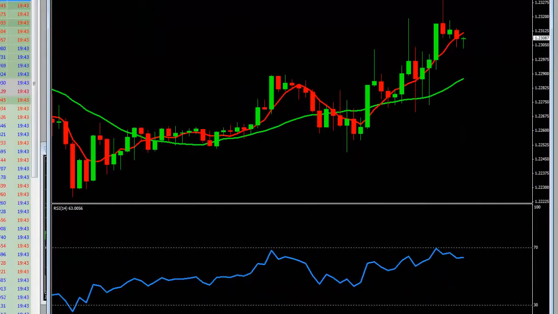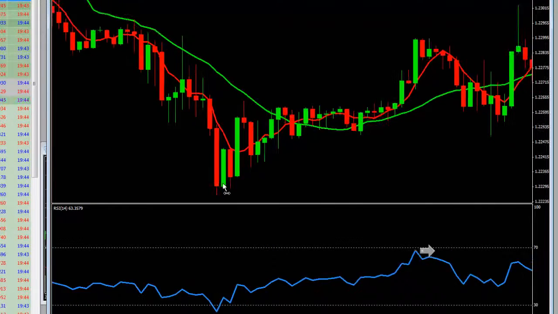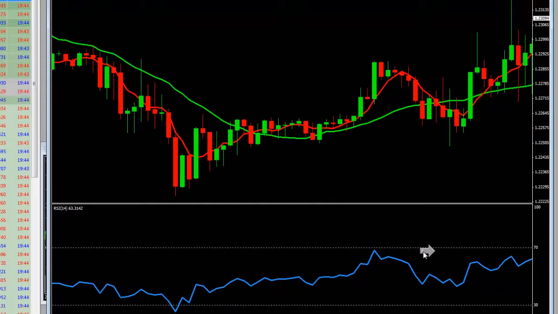So now we have our red line, which is our short-term moving average, our green line, which is our longer-term moving average, and then we have our blue line, which is our RSI. So let's look at a possible trade example that we could have had over here. Here we saw that the RSI went under 30, so that means it was oversold.